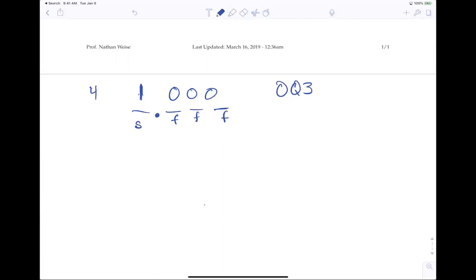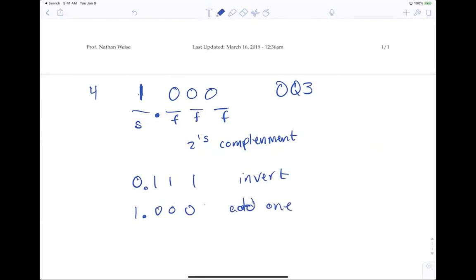In order to understand what this number represents in a negative fashion, you have to do 2's complement. So how do you get the number it represents? Well, you invert everything, so you get 0, 1, 1. This is the invert, and you add 1. If I just left this here, this is like 1 half plus 1 fourth plus 1 eighth. But I add 1, so you get 1, 0, 0, 0. This is 2's complement, and this actually does represent negative 1. And so your whole range is negative 1 to this 0.99, whatever.